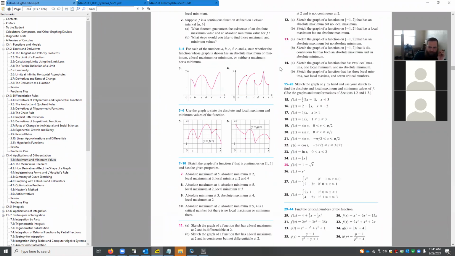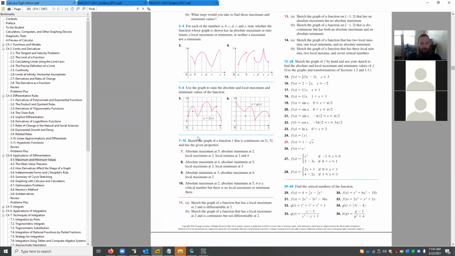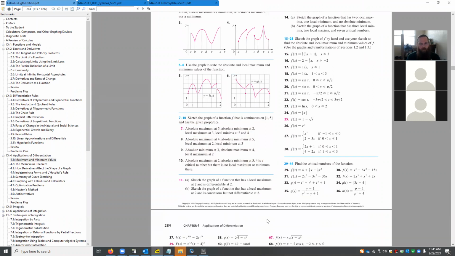Before we get into this, I want to say some excellent problems for you guys to work on that I cannot assign in WebAssign because WebAssign is not very good at this, like telling you to sketch a graph. All of these, where they say, sketch a graph that's continuous on this interval and has the given properties. Problems 7 through 10 in 4.1 are excellent for getting comfy with these concepts. 11 is very good. Sketch a function that has a local max at 2 and is differentiable at 2. Sketch a function that has a local max at 2 and is continuous but not differentiable at 2.